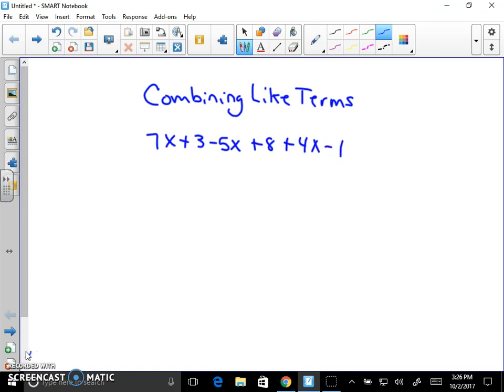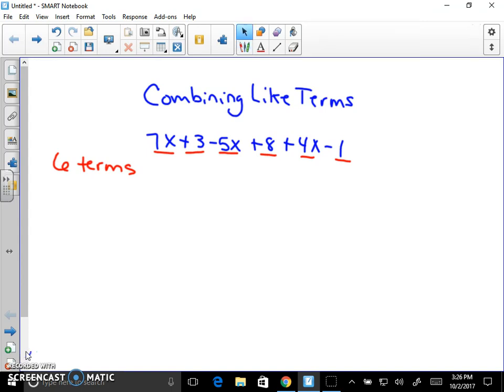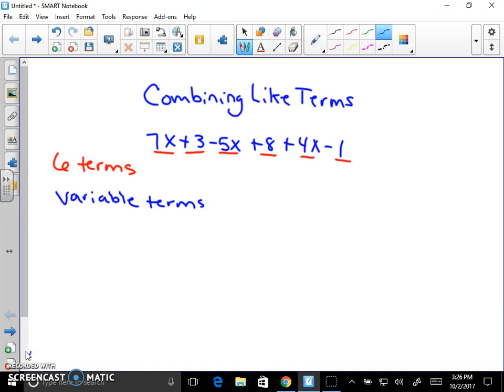First thing is, let's discuss how many terms we have. We have 1, 2, 3, 4, 5, 6 terms. Okay, so they're all called terms. So we have 6 terms. We can even break that down more by saying how many variable terms. That's terms with a variable.